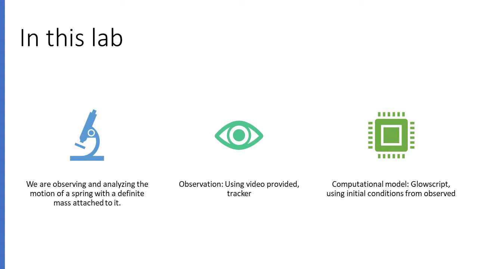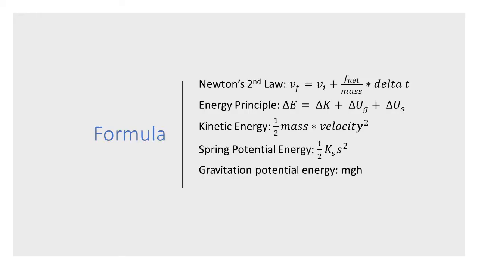We're using two programs, Tracker and GlowScript. In Tracker, we're observing the video provided, and in GlowScript, we're making a computational model using the initial conditions observed in Tracker. The formulas that we're using are Newton's second law, the energy principle, kinetic energy, spring potential energy, and gravitational potential energy.